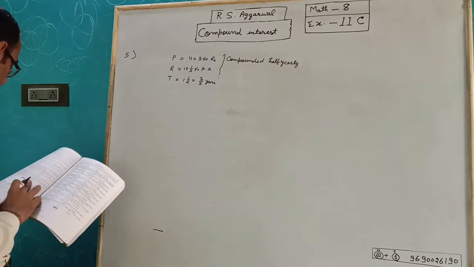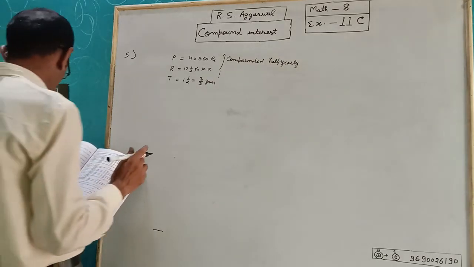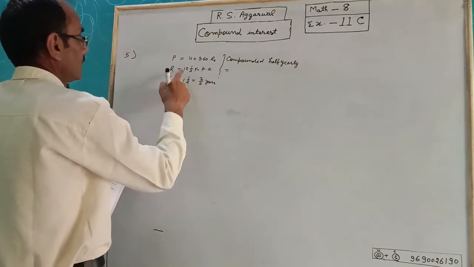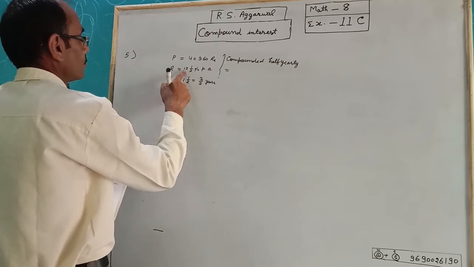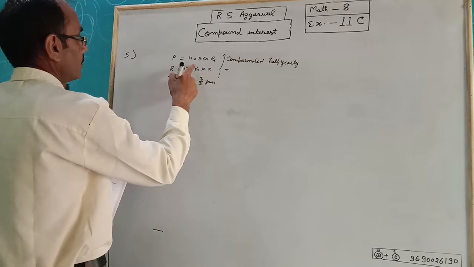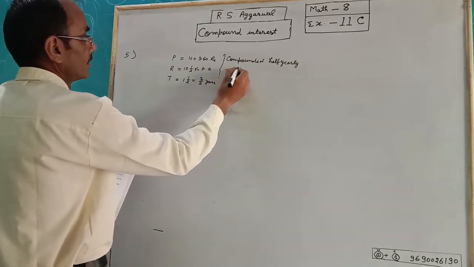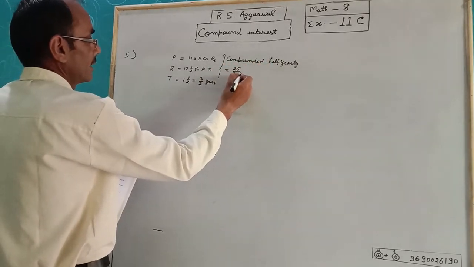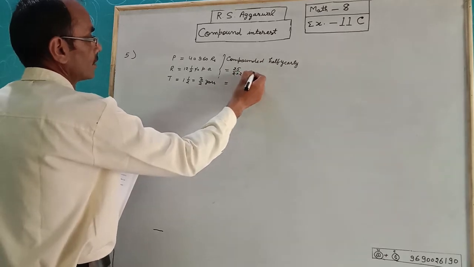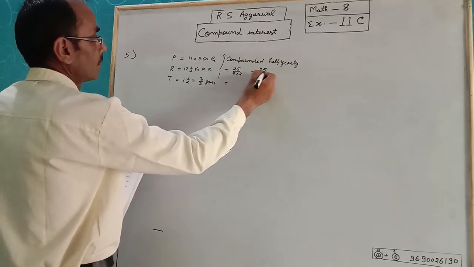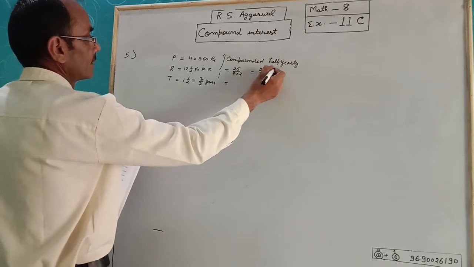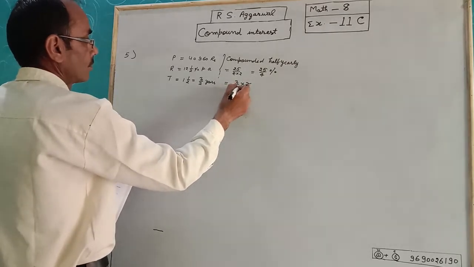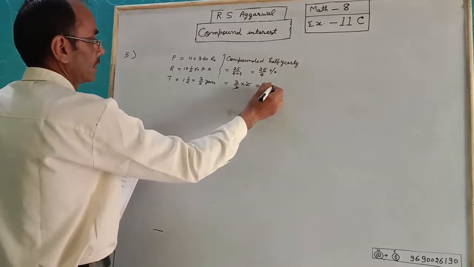Question number 5 is compounded half yearly. 12 ja 24 and 25 upon 2. After half yearly, divide by 2. R will be 25/4, and time will be 3/2 into 2 is equal to 3 half yearly.